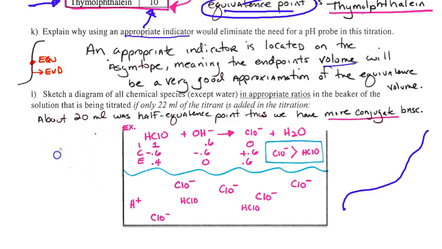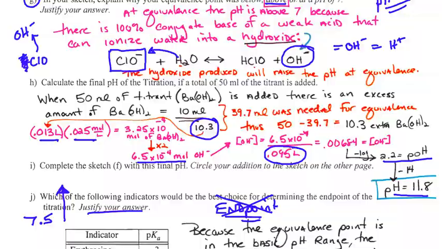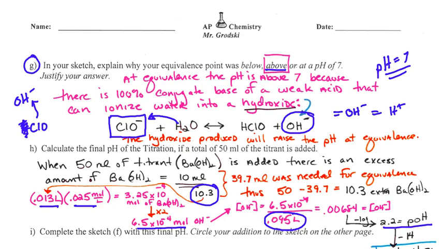Now, what I did here for the letter L is I basically took the conjugate acid and I took the base that was added, and I just said, hey, let's pretend I have 1 mole here. And because I said only 22 milliliters of the titrant, which was the what? The barium hydroxide, was added in this titration. If we go back to our graph, we can see that maybe.